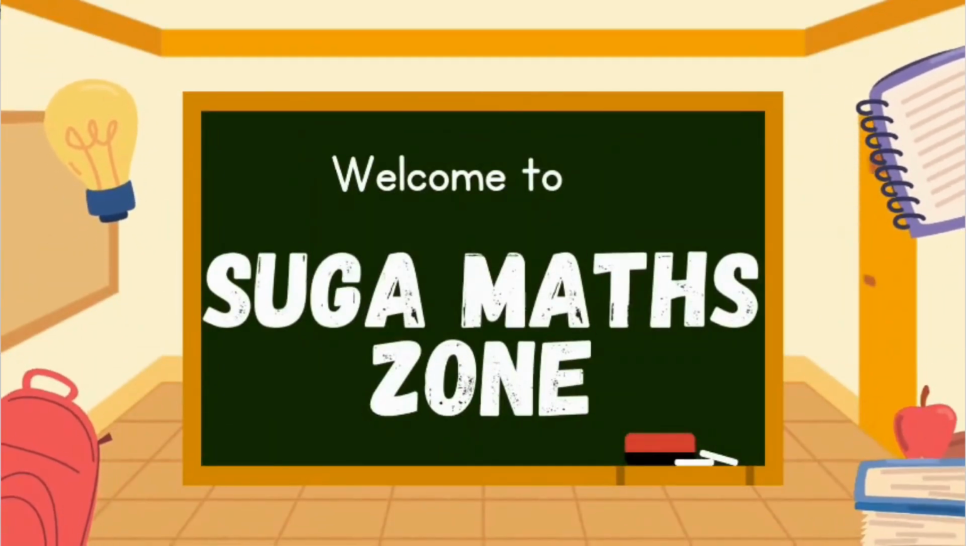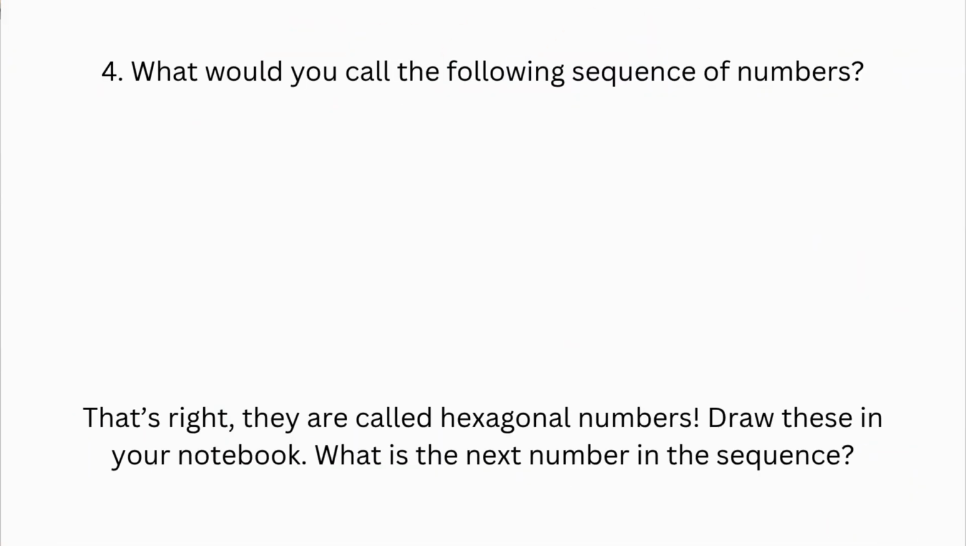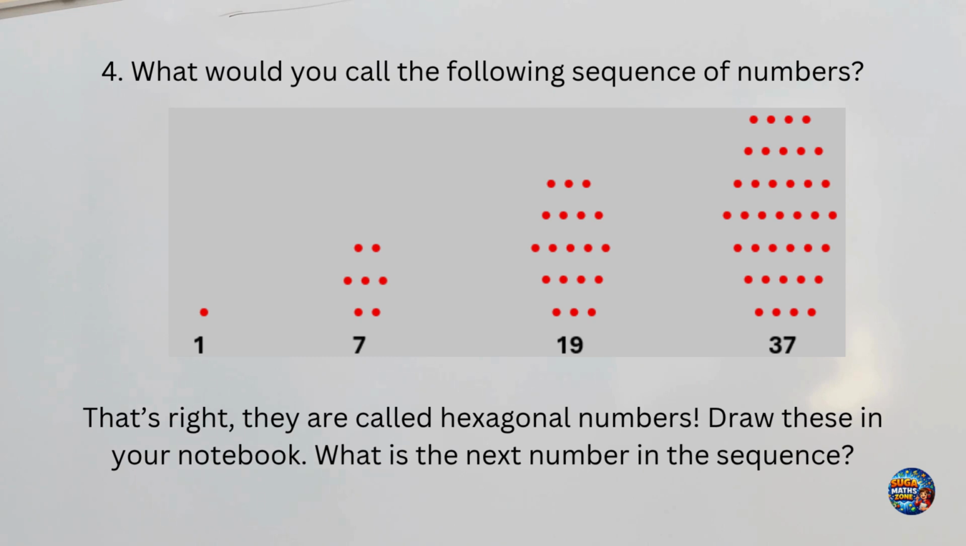In this video, we are going to see the fourth figurative question of the 1.3 subtopic. The question is, what would you call the following sequence of numbers? Here, some picture formations are given. So, you have to know about the picture. What is that picture? This is the hexagonal numbers. Draw these numbers in your notebook. What is the next number in the sequence? So, you have to copy these patterns in your notebook. And after that, you have to find the next patterns.